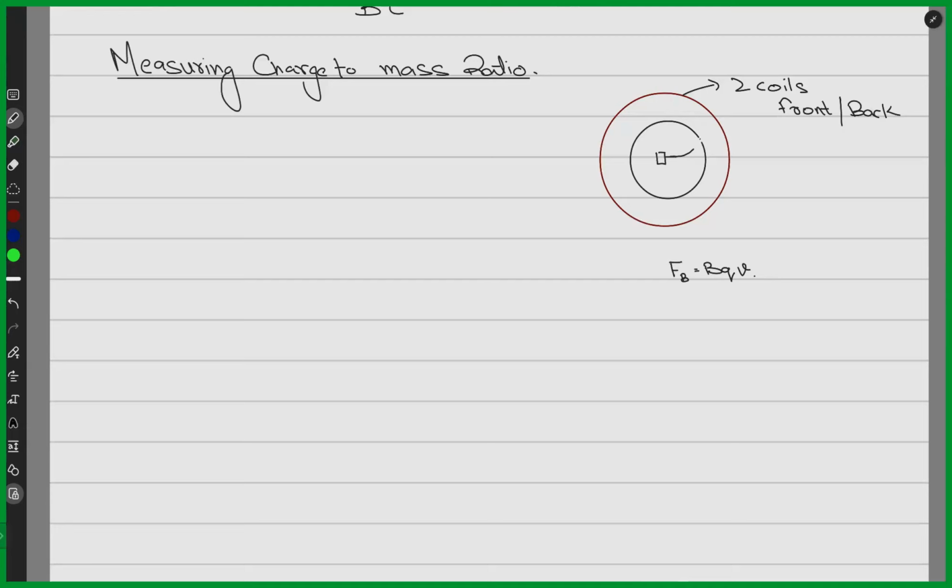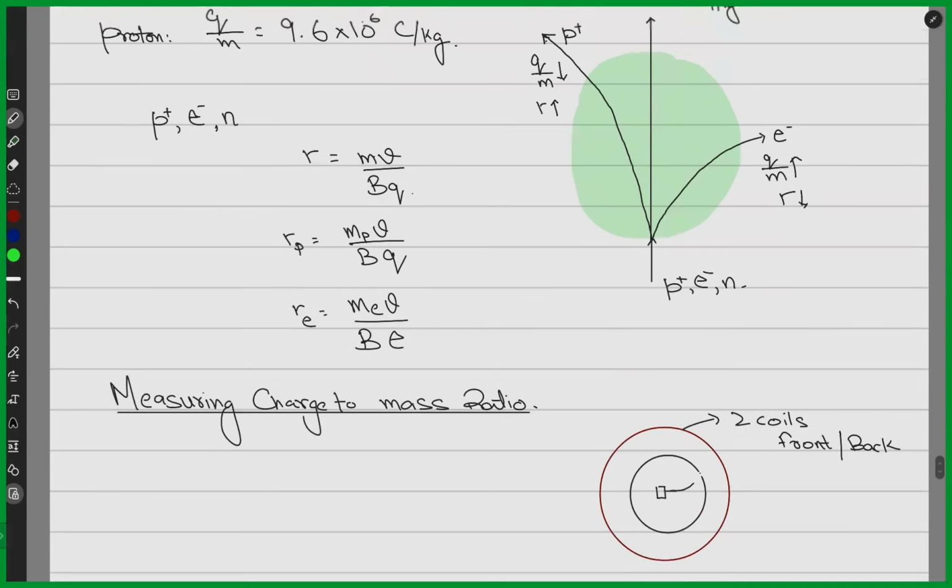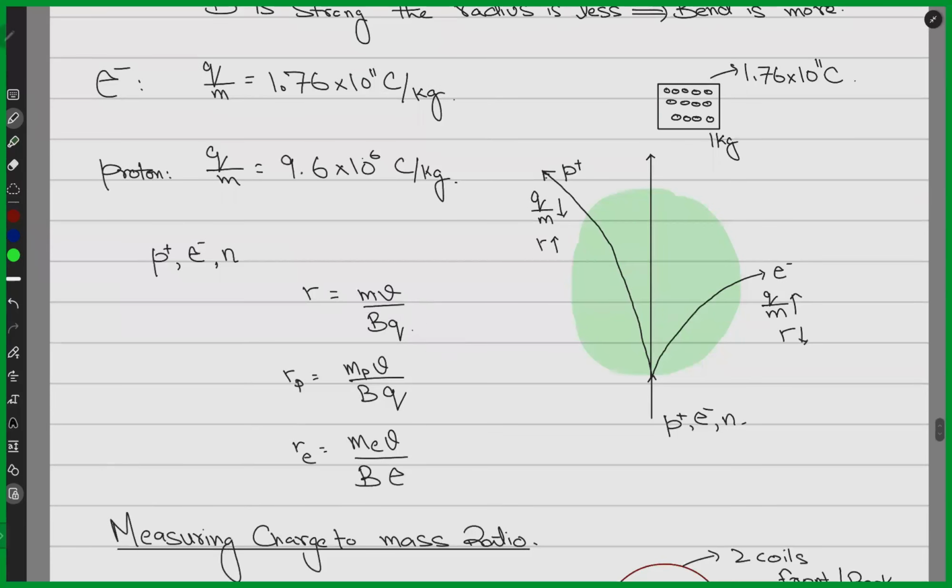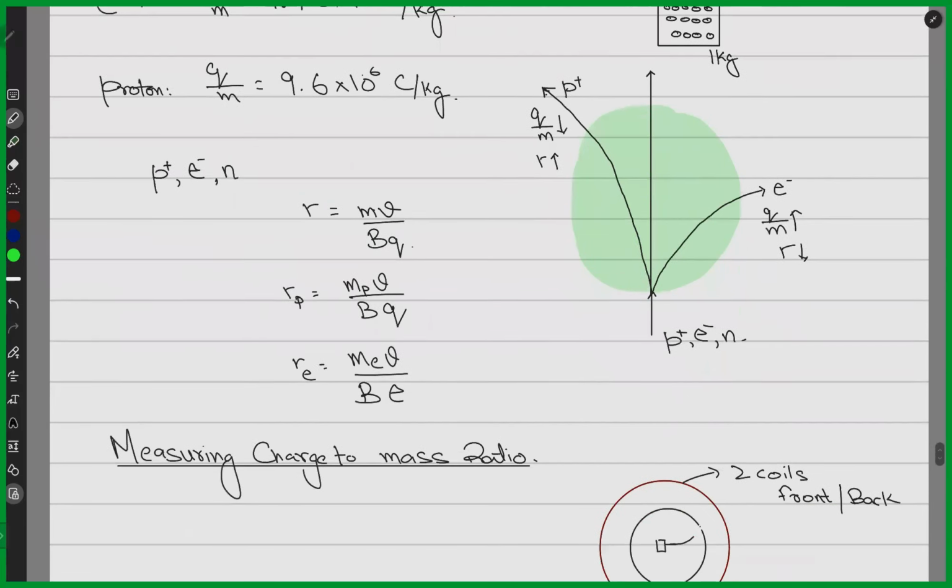Now, when a moving charged particle enters a magnetic field, it experiences a magnetic force, right? And this is what we have been discussing upward in this part where we discussed deflection.